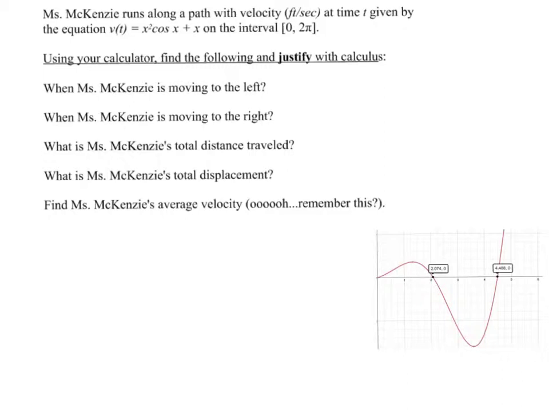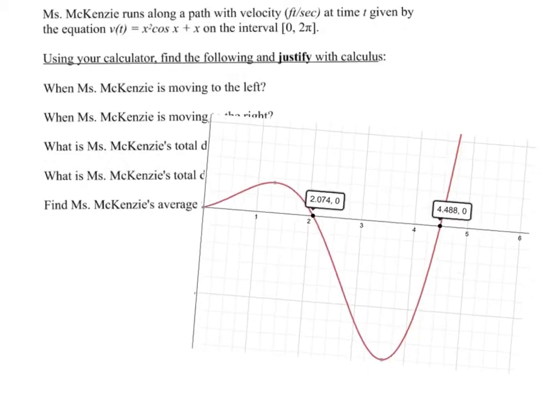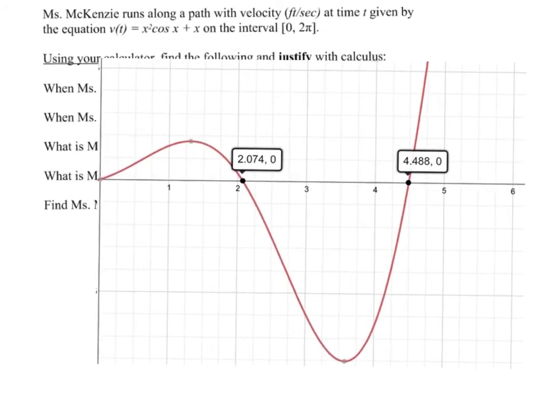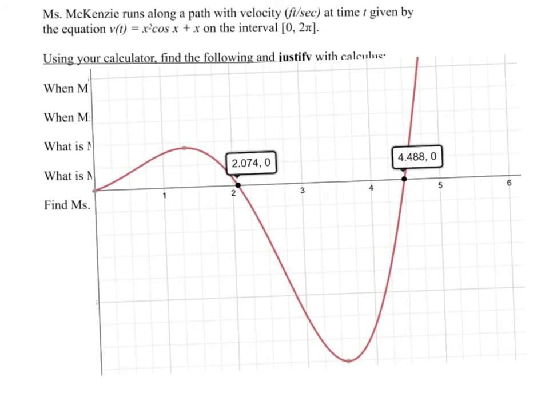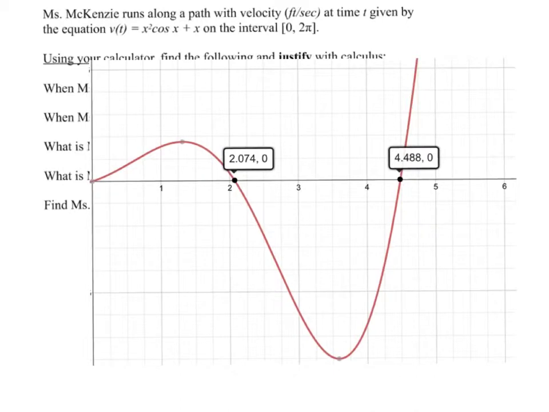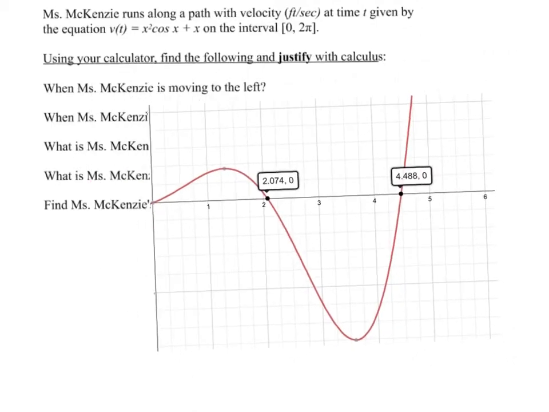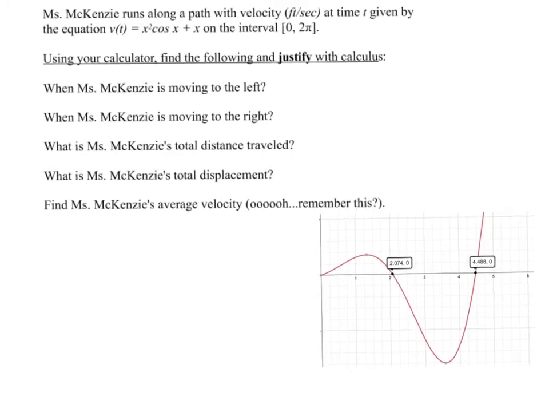Now, that's kind of an ugly equation. I don't expect you to have to do that one by hand. So I did pull a graph up. Let me just kind of expand it here. This is a graph of that equation from 0 to 2 pi. So you can see the zeros at 2.074 and 4.488. And having done some of these velocity problems before, I think you probably guessed that those are going to be important. So let me shrink it back down so we can read the problems.